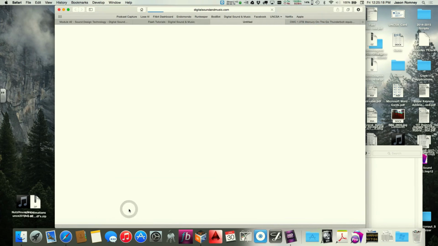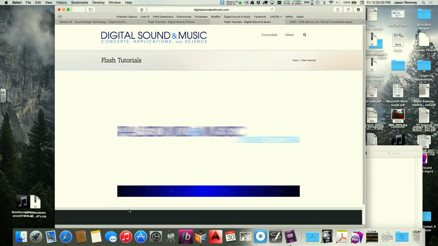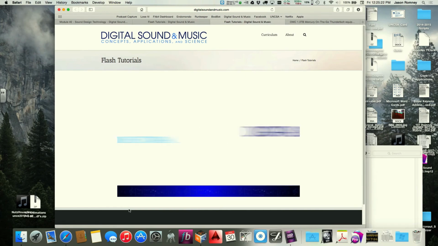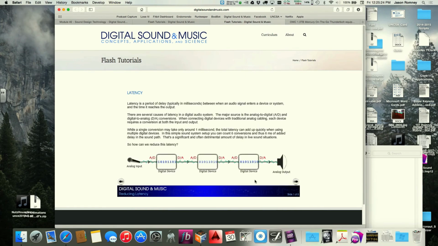Oh, let me show you this real quick, guys. We were talking about buffers. So here is an example of using digital devices but connecting them analog, which means you're doing a conversion at each input and output. And remember how much latency you get with each conversion?